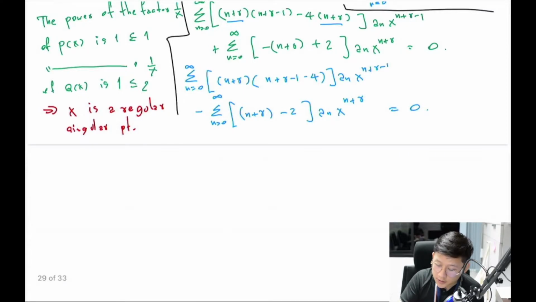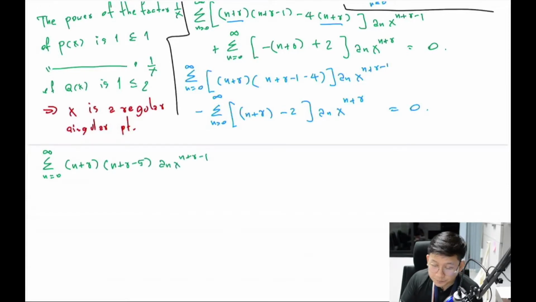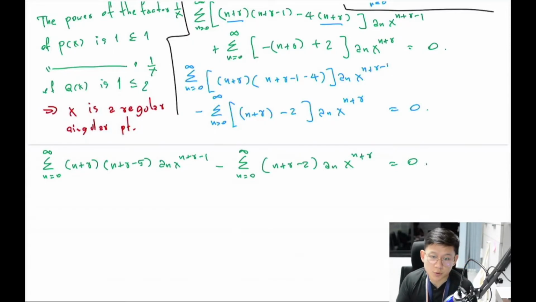So what I have here would be summation n from 0 to infinity, n plus r, and n plus r minus 1 minus 4, that will be n plus r minus 5, an x to the n plus r minus 1. Okay, and minus summation n from 0 to infinity, and this would be n plus r minus 2 an x to the n plus r equals 0.